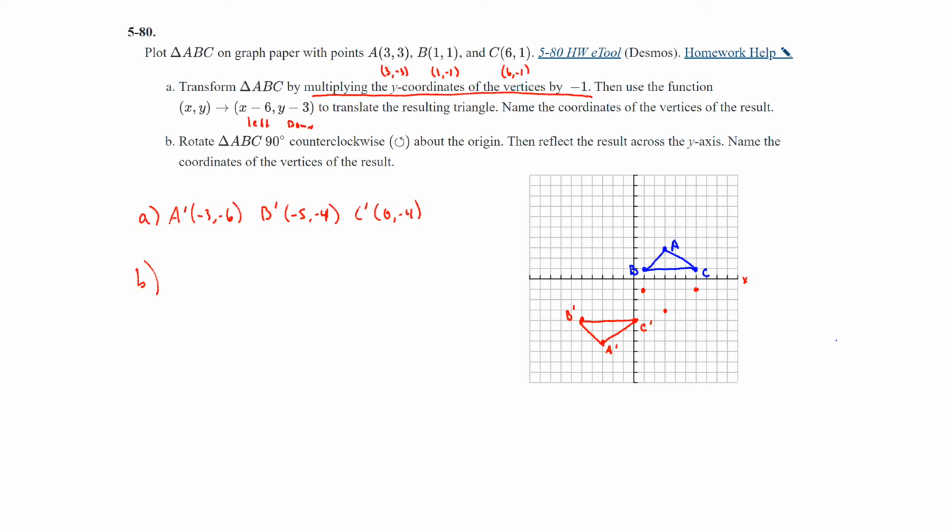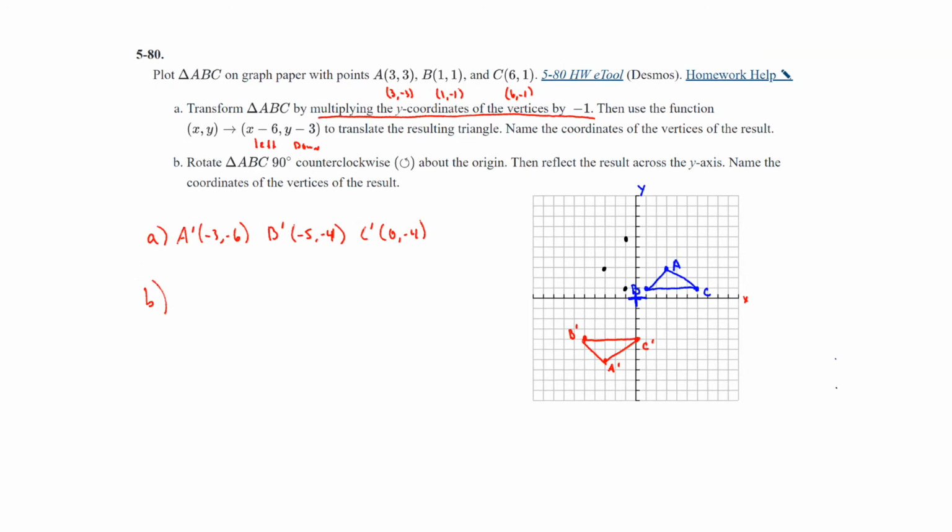I'm going to get rid of these other points that I don't need. And so we're first going to rotate it 90 degrees. So you think about using your tracing paper. Rotate it 90 degrees to the left, counterclockwise, and then reflect that across the y-axis, which is right here. So we're going to rotate it 90 and then reflect it across the y-axis.